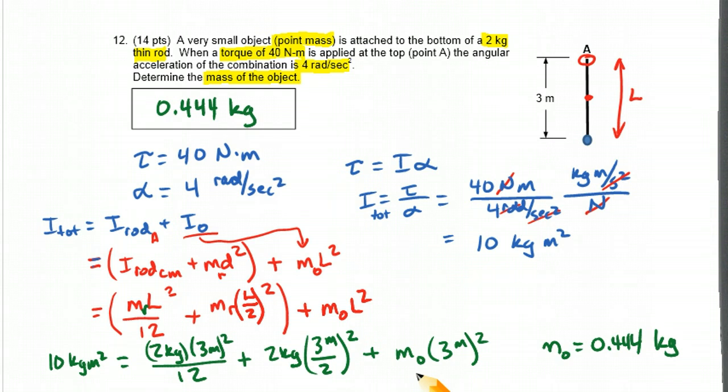Key points were to realize that this equation gave us the total moment of inertia, and that the total moment of inertia was these two parts: the moment of inertia of the rod about point A and the moment of inertia of the object about point A. The object was a point mass, m d squared, and the rod was its center mass moment of inertia plus the parallel axis theorem with the appropriate distance.